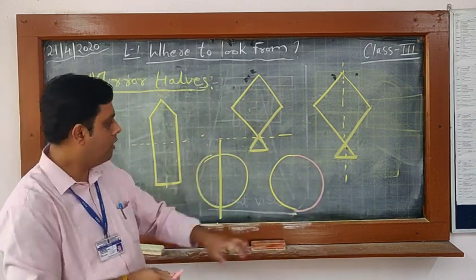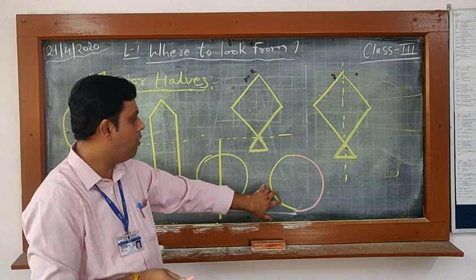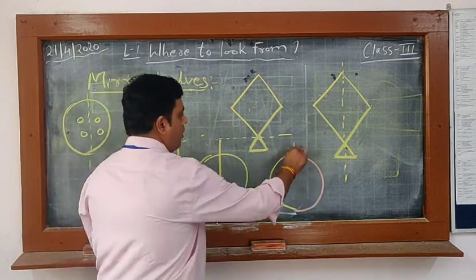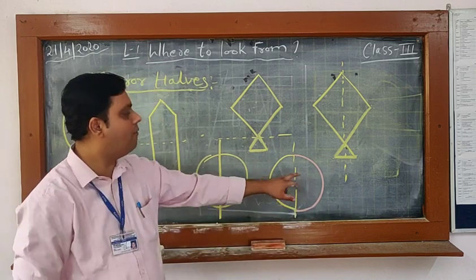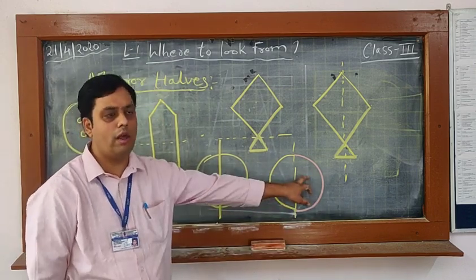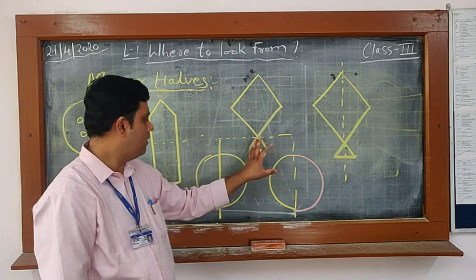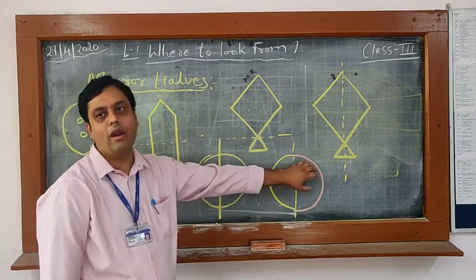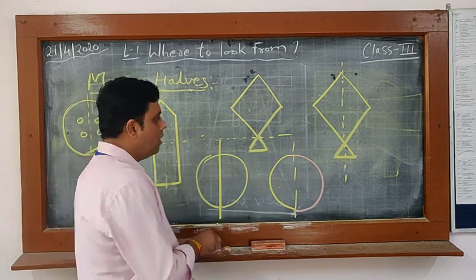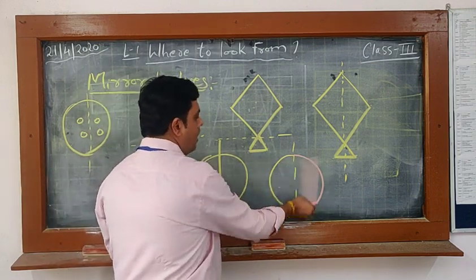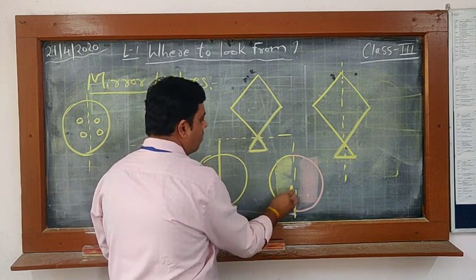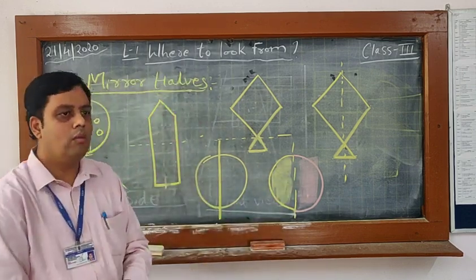Okay, see, half circle boundary is yellow and half circle boundary is pink, and I am dividing from here. Now, is it a mirror half or not? It is not a mirror half because we are dividing it, but the color combination is different. Here it is pink color and here it is yellow color, so it will not be a mirror half.